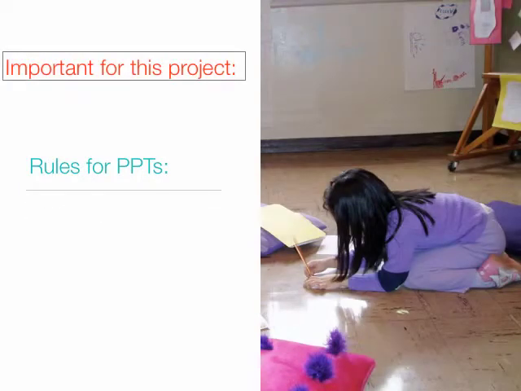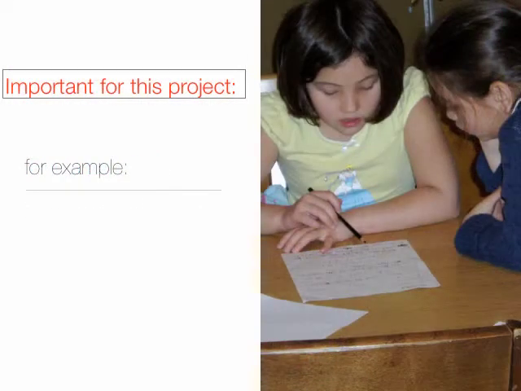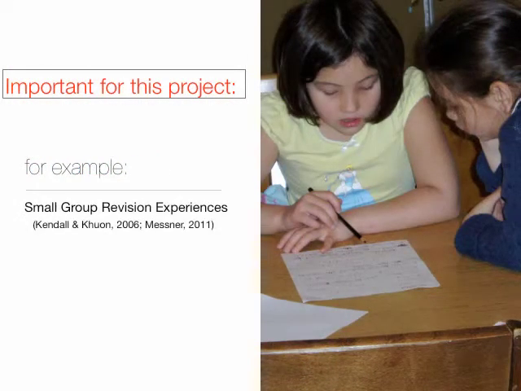So the thing that's important for this particular project, though, is that you need to make connections to the literature that you read. You have to do that because this is your master's project. So here's an example for how you can do that. Let's say I'm writing about small group revision experiences. Well, I have my citation here, but then in my audio or in my notes, I'm going to talk about why that is important, what that connection is between the data that I collected.